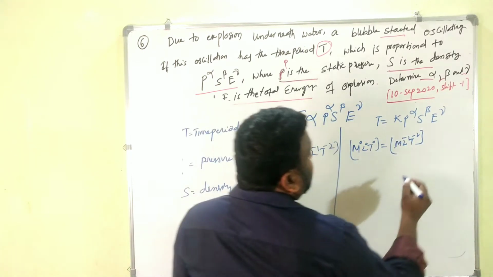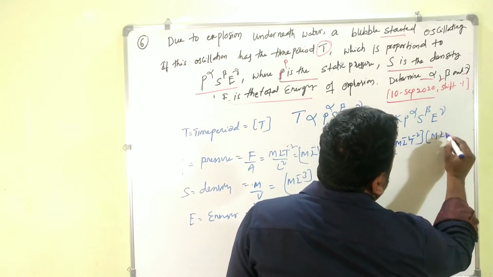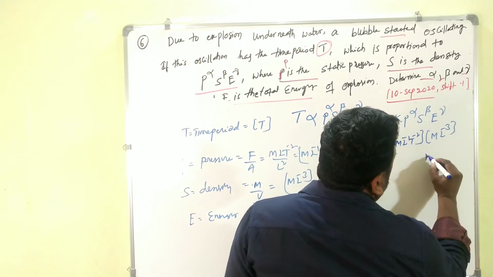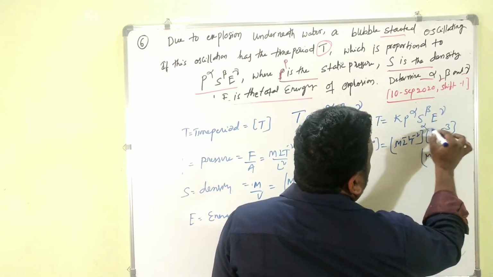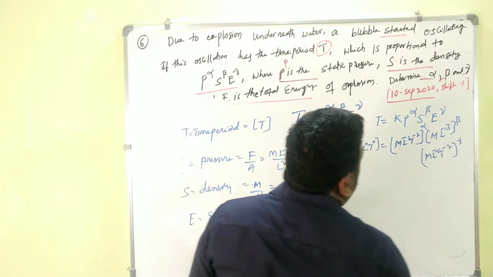And S is M L inverse 3. And E is M L square T inverse 2. So what kind of powers are alpha, beta and gamma?